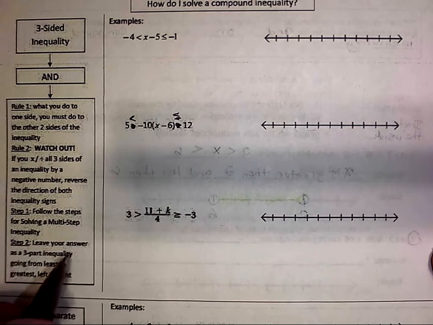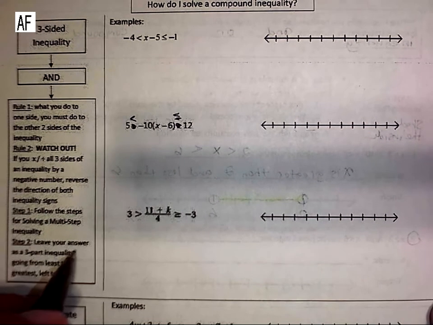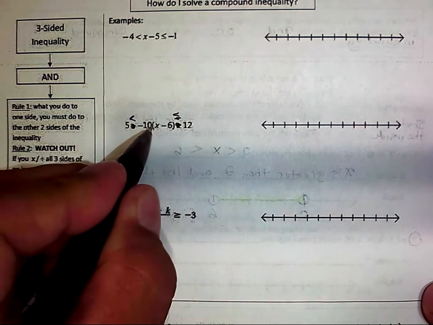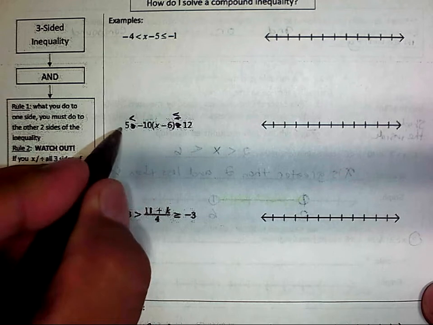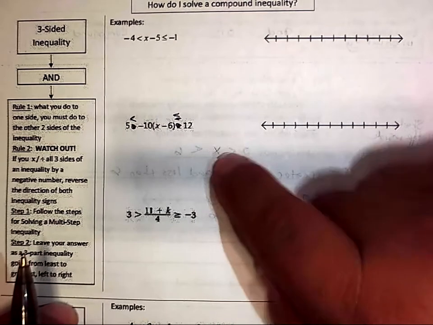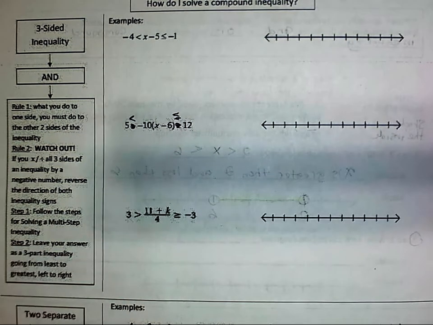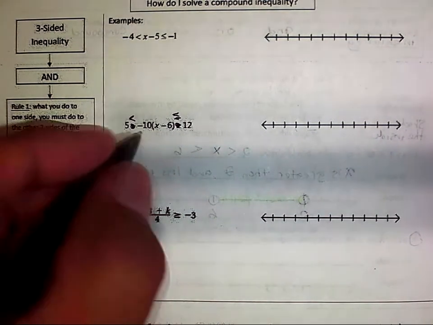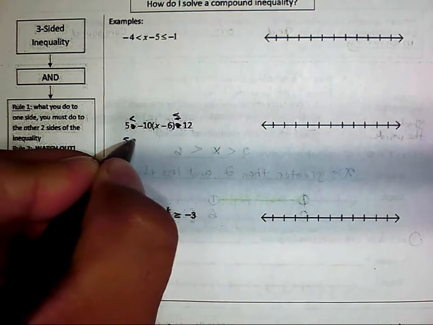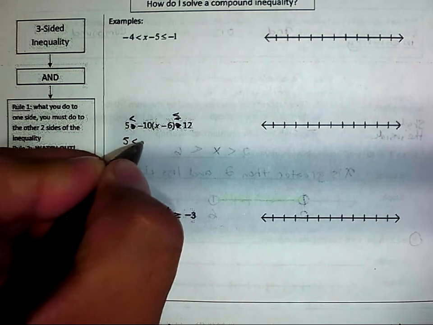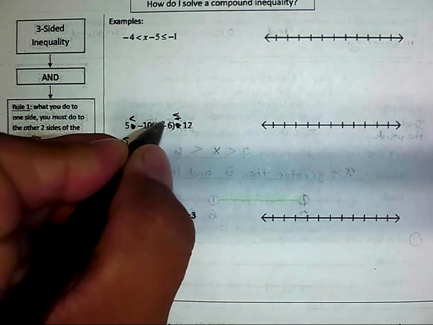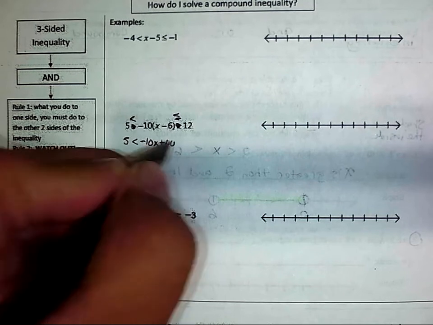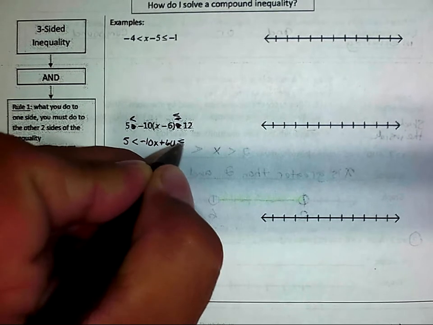All right, so here we go. So how do you solve this one? Okay, look at this, guys. We have negative 10 times (x minus 6) is greater than 5 and less than or equal to 12. When you get something like this, the first thing we should do is simplify the middle part, distributive property, if we can. So I'm going to rewrite it. Negative 10 times x is negative 10x. Negative 10 times negative 6 is positive 60. And then it's less than or equal to 12.